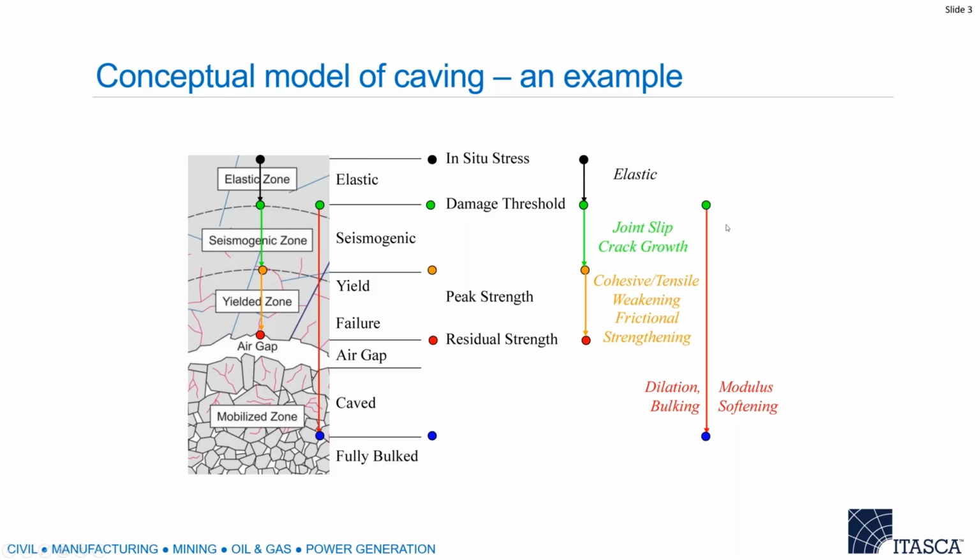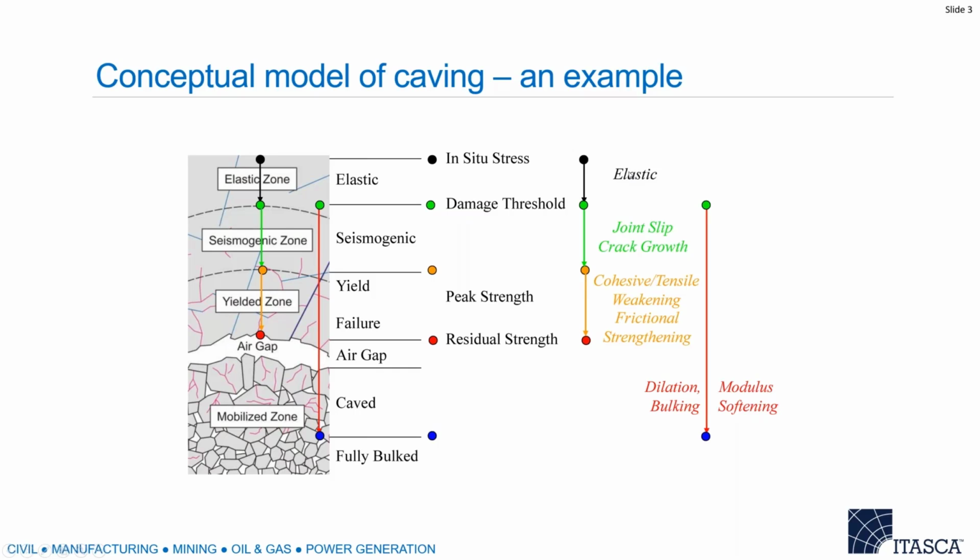So here I have a conceptual model of caving to talk you through how this overall strain softening model can represent the material behavior and how it correlates to different states of the rock mass response. For instance, we start from an elastic zone, and by increasing the deviatoric stress condition in the cave back, we are introducing damage to the rock.